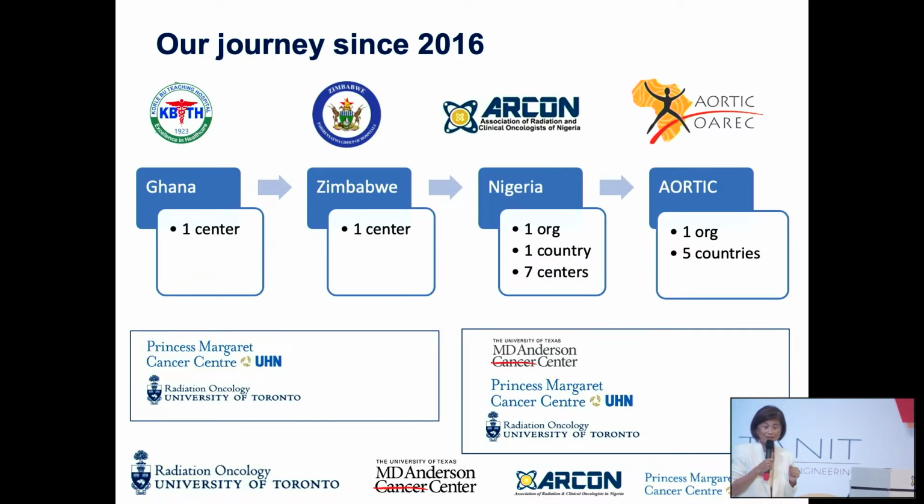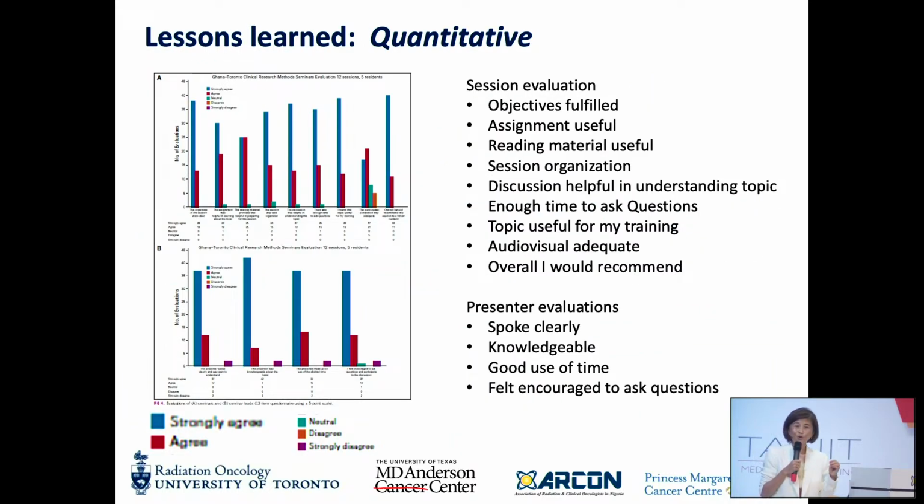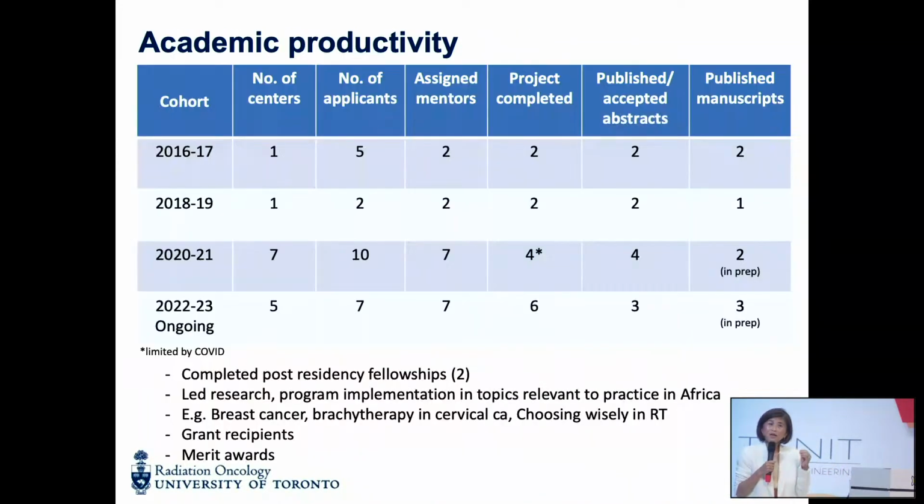So our journey since 2016: we started with Ghana, Korle Bu, one center. Then they introduced us to Zimbabwe, another center. And then through Dr. Lisa Beacon, she encouraged us to expand it to the whole country of Nigeria. We were able to get residents from each of the training centers to participate. And through that experience, this year, we expanded it to AORTIC, able to reach 5 countries and 7 residents who participated in this current cohort. In the Nigerian cohort, we also expanded the mentors with collaboration and support from Dr. Jingren with MD Anderson. Here are some of the lessons that we have learned.